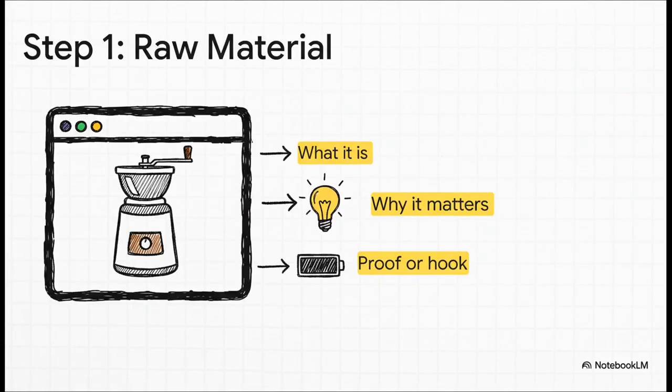Okay, step 1, extract. Go to your product page, and I want you to ignore almost everything. You're looking for just 3 things. We'll use a coffee grinder as our example. First, what is it? A compact wireless coffee grinder. Simple. Second, why does it matter? It's quiet and portable. And third, what's the proof or a cool hook? It's USB-C rechargeable. See? We're not writing fancy marketing copy here. Not yet. We are just grabbing the bare bones facts to feed our AI.